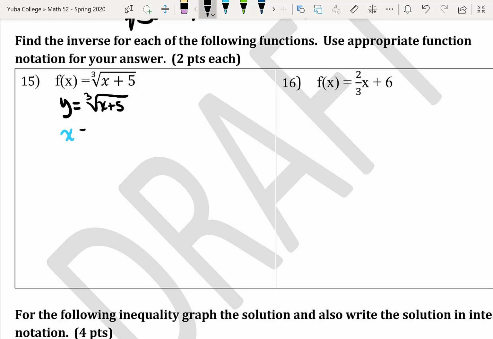So in order to get y by itself, we need to get rid of that cubed root. We can do that by cubing both sides of our equation. And so this gives us x cubed equals, well, the cubed root and the cubed cancel each other out, and you're left with the radicand, which is y plus 5. To get y by itself, we can subtract 5 on both sides, so we get y is equal to x cubed minus 5. And so let's just rewrite this in function notation. So this is f inverse is equal to x cubed minus 5.